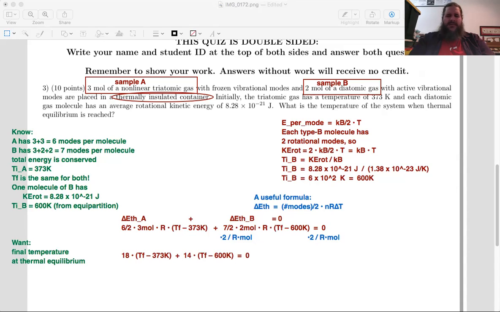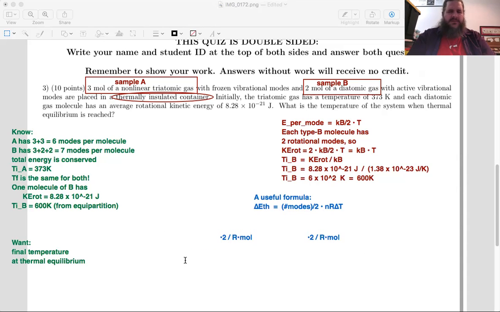And what else could we do here? If we want to solve for T final, what would be a good next step? Yeah, let's go ahead and distribute these. Although before we do, another step that might make the numbers a little easier to work with. What are 18 and 14 both multiples of? Yeah, those are both multiples of 2.